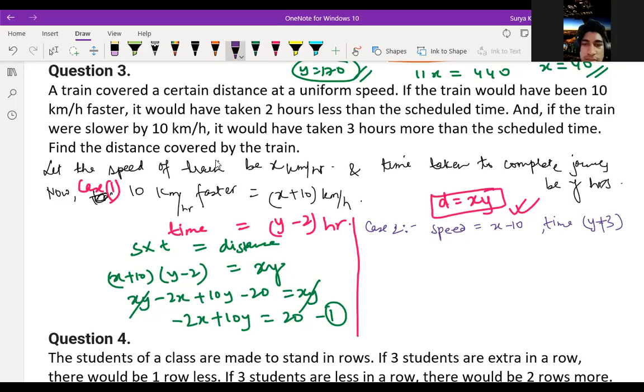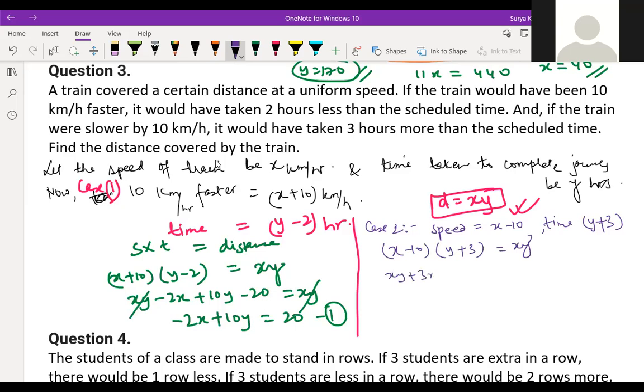The train is 10 slower, so the speed is x minus 10 and the time is y plus 3. Take care: (x minus 10) times (y plus 3) is equal to xy, the same. Now you can solve it: xy plus 3x minus 10y minus 30 is equal to xy. The xy will get cancelled, so you can write it as 3x minus 10y is equal to 30. This is the second equation, children.